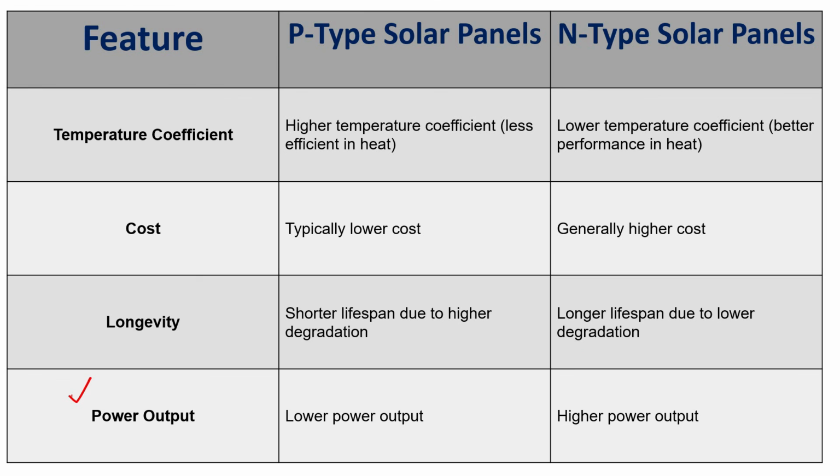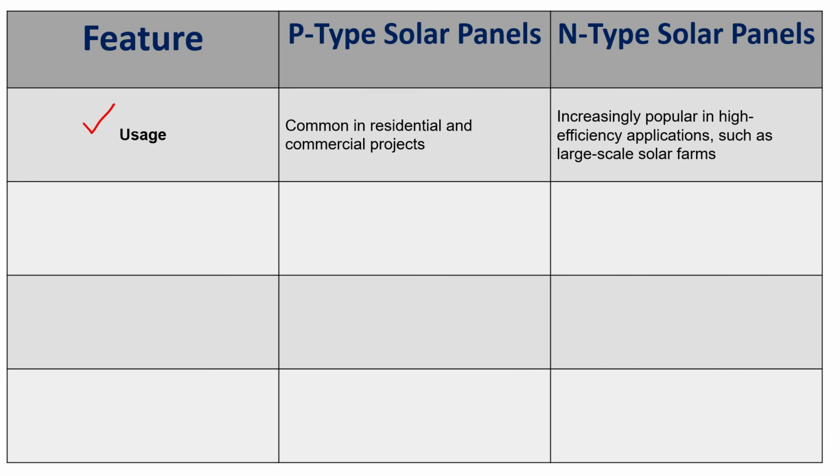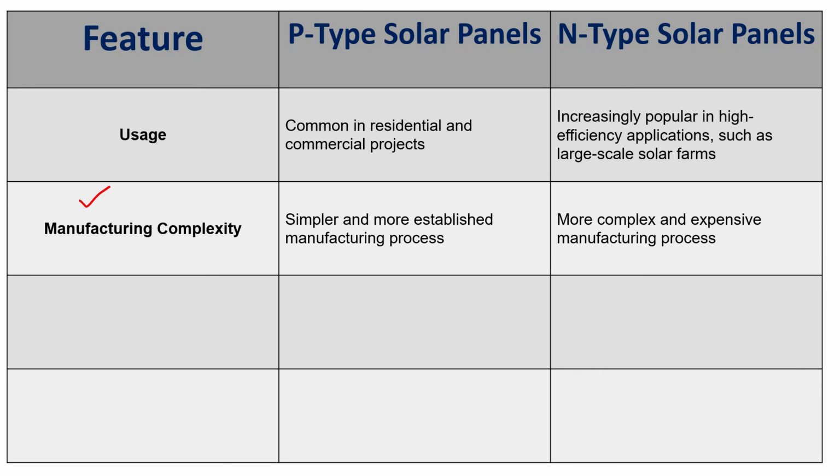And coming to power output, P-type solar cells have lower power when compared to N-type because the efficiency of N-type is more than the P-type. That's why the power output of P-type will obviously be lesser than N-type. When coming to application uses, P-type is commonly used in residential and commercial projects. And N-type is used for large scale solar farms. It costs more than the P-type, right? That's why it is used only in mega power plants and large scale solar farms. Coming to manufacturing complexity, P-type is much simpler to design when compared to N-type. N-type is more expensive and also more complex to design.